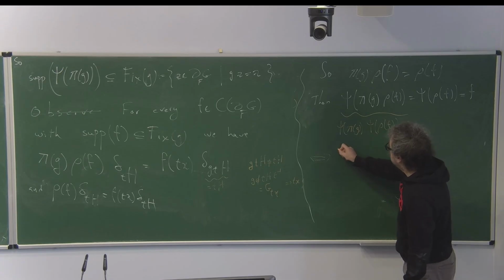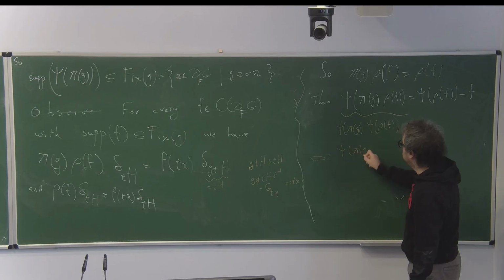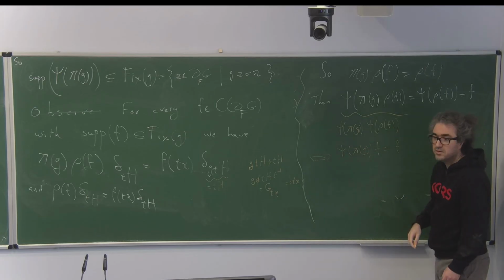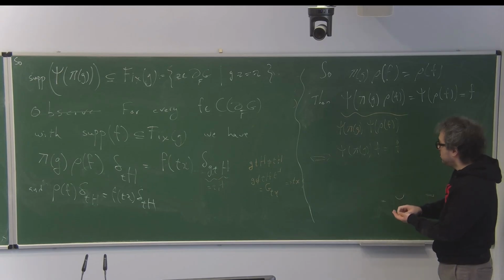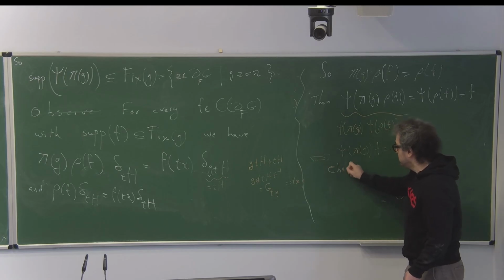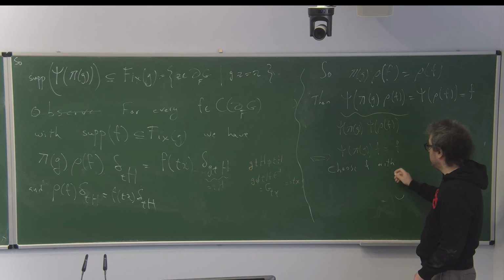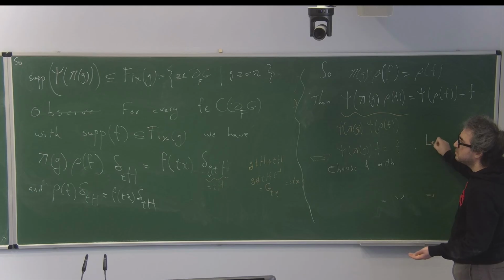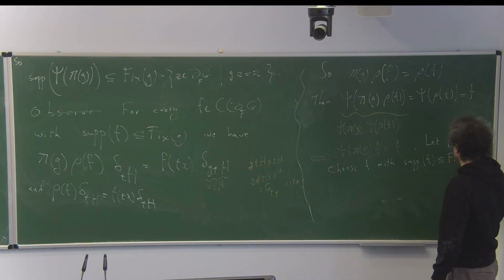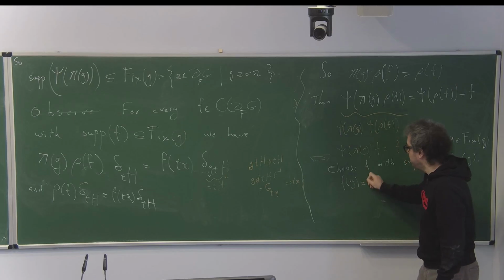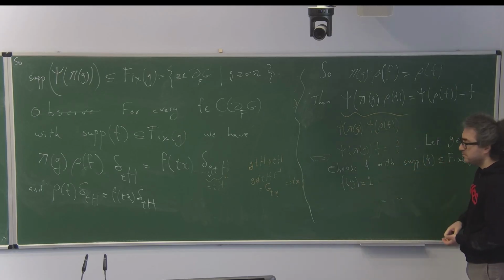So this means psi of pi of g times f equals f for any function f that is supported on the, okay, now, so choose f with, okay, so let this time y be in the fixed points of G. Choose f with support of f inside a fixed point, and f at y equals 1, or anything non-zero, doesn't matter.